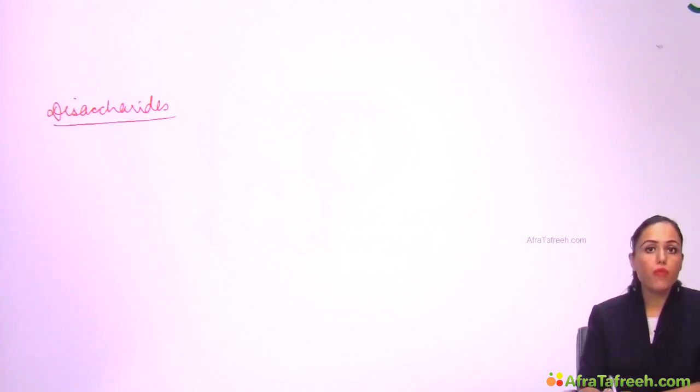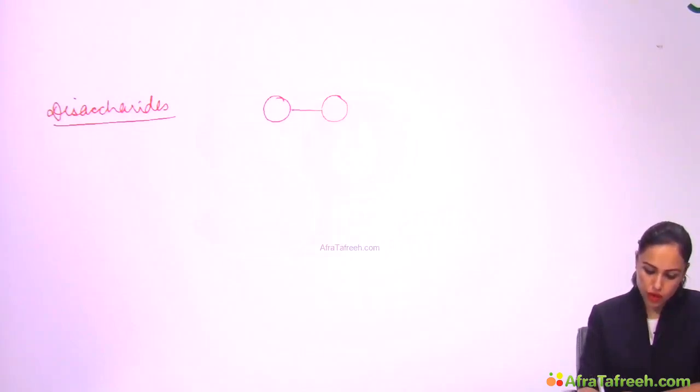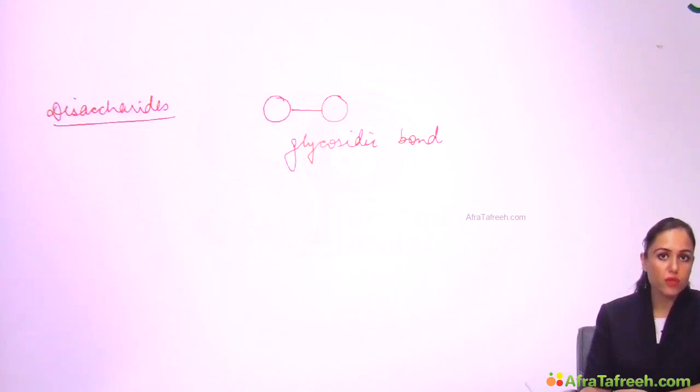Now coming to disaccharides. Disaccharides are made up of two monosaccharides. Let's say this circle is a monosaccharide. A disaccharide is two monosaccharides joined together with a bond, and that bond is known as glycosidic bond. For each disaccharide, you have to learn the glycosidic bond.